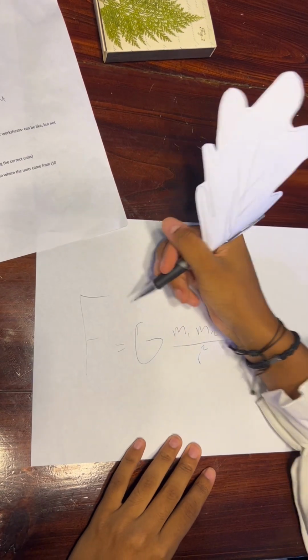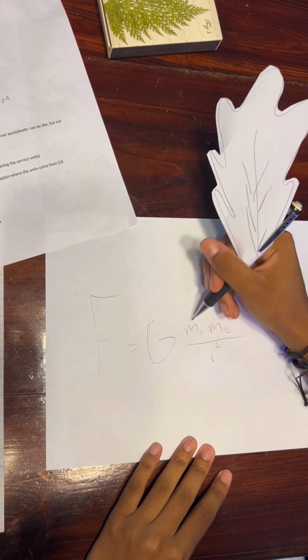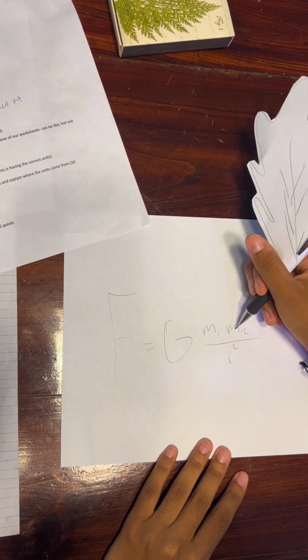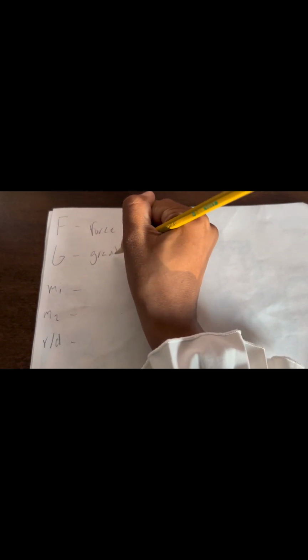Say the thing. Eureka! Now, force is equal to the gravitational constant multiplied by the product of the masses divided by the square of the distance. Let's take a second to go over the variables. So first we have F, which is force, then G, which is the gravitational constant.